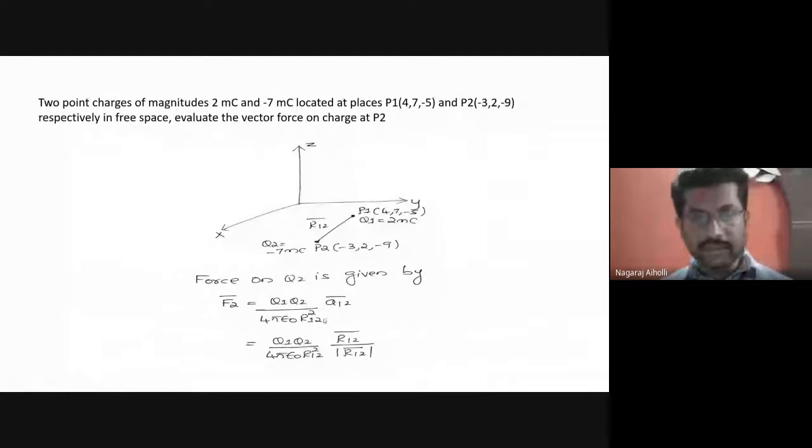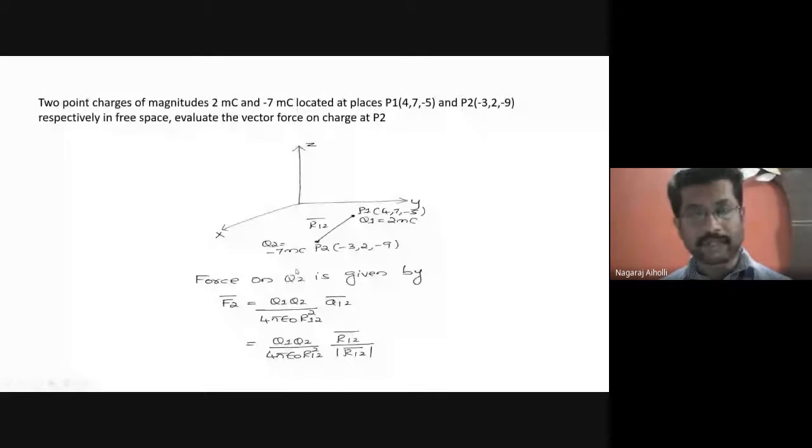F2 bar is equal to Q1 Q2 divided by 4 pi epsilon naught. Q1 is given here, then Q2 is minus 7. Note that it is minus 7. Don't take it simply as plus 7, or the final answer will be wrong. So it is minus 7 into 10 raised to minus 3 divided by 4 pi epsilon naught. Epsilon naught is 8.854 into 10 raised to minus 12.